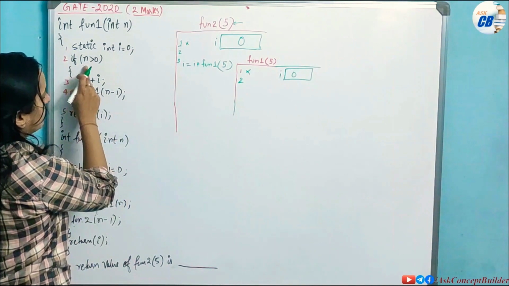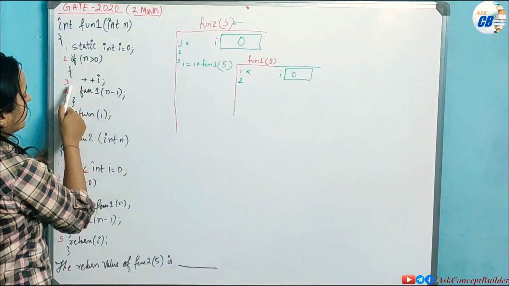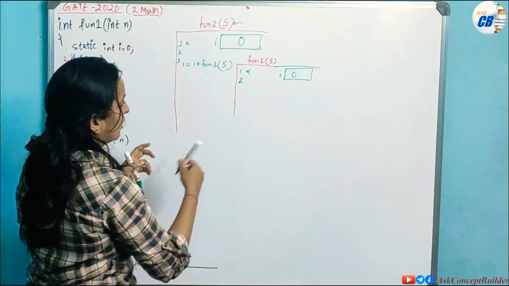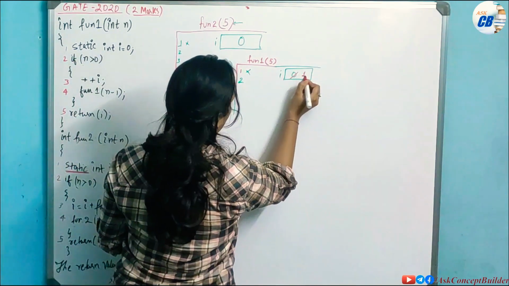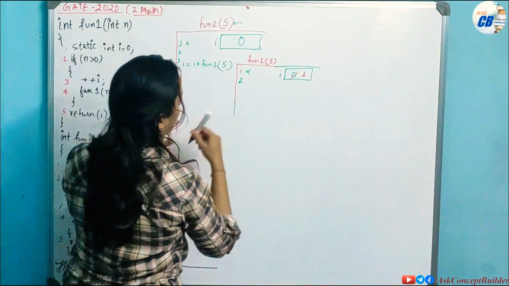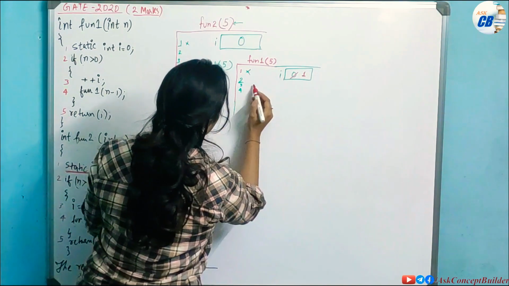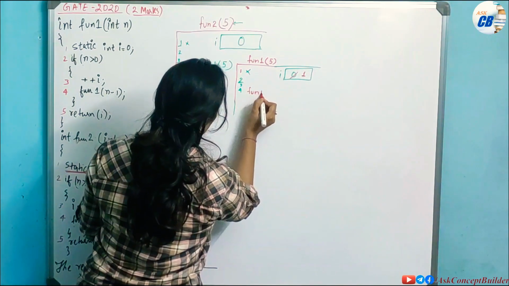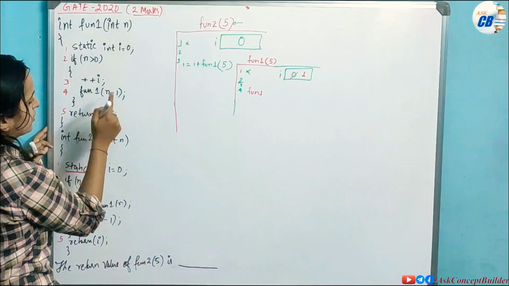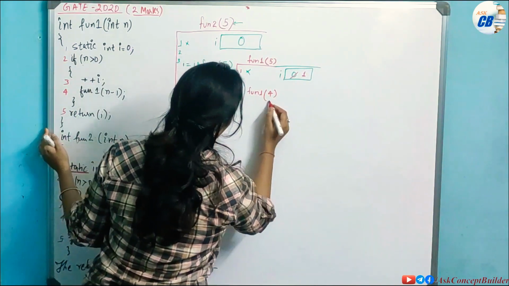Fine. Now the second statement is if n greater than 0. n is 5 here, and 5 is greater than 0. Yes. ++i means you have to increment i by 1, so i will become 1. And then the fourth statement is fun1(n minus 1). At the fourth statement you have to call this fun1 function again, with the value n minus 1, which means with the value 4.